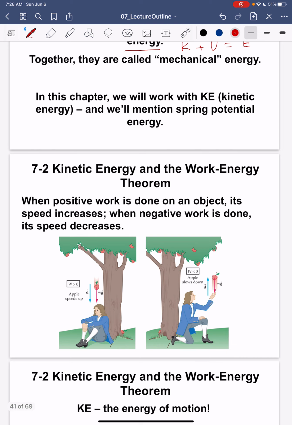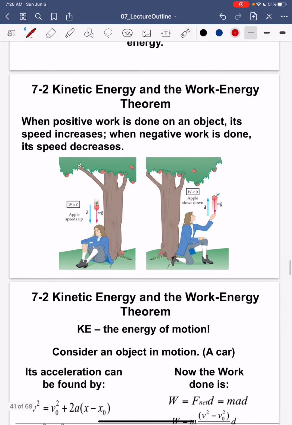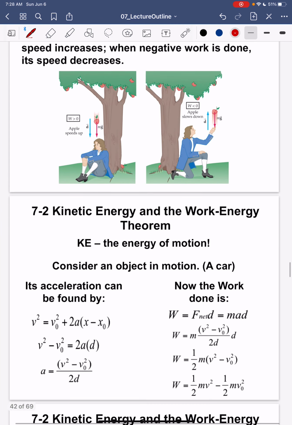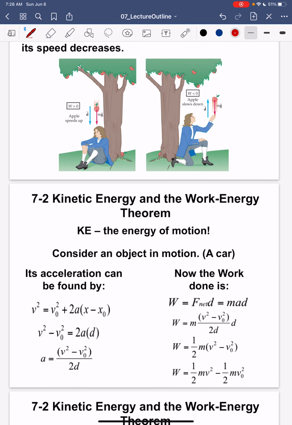Okay, now when positive work is done on an object, its speed increases, and when negative work is done, speed decreases. We can actually derive a relationship that is going to verify this, using Newton's second law and also kinematics. We can find that the work done is F net times d, and F net is mass times acceleration, times displacement.